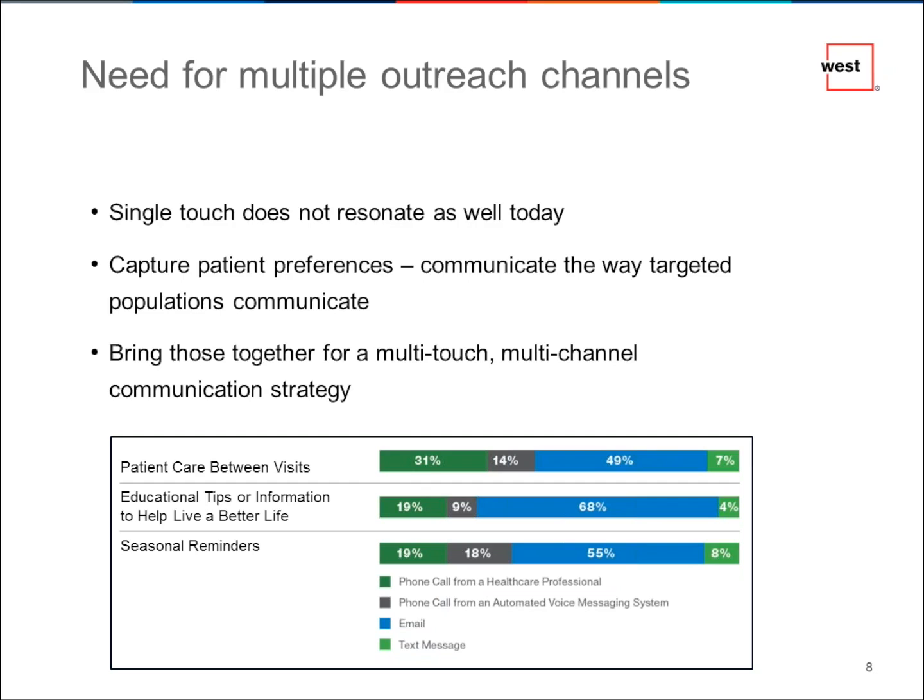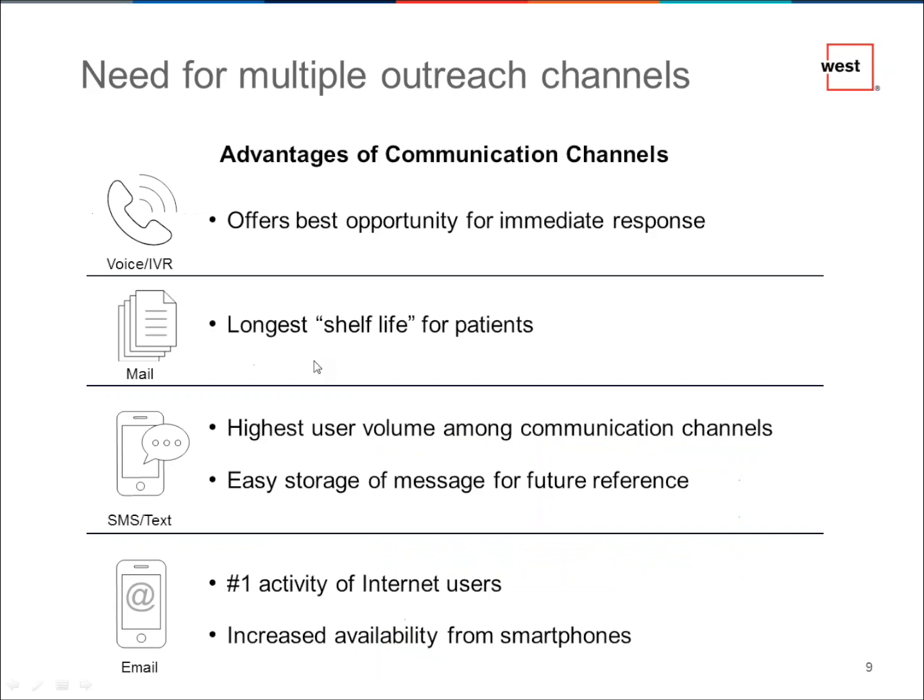And it's even stronger when you look at healthy living tips or educational tips, and even seasonal reminders. So sometimes you can tie that to national health observances like National Breast Cancer Awareness Month, or even flu shots or something like that. People are preferring to receive that type of communication through an automated channel. So you can use that insight to come back and develop an outreach strategy that leans heavily on patient preferences, but still mixes in other communication channels.